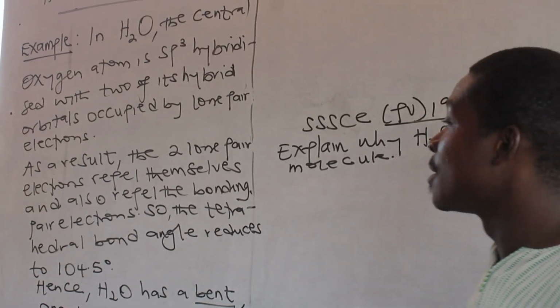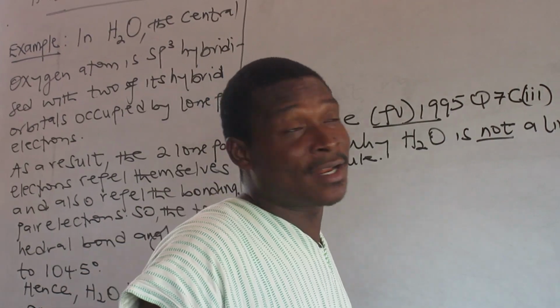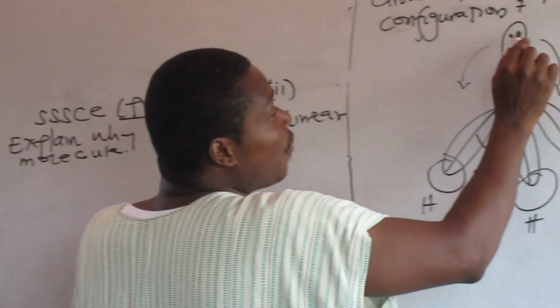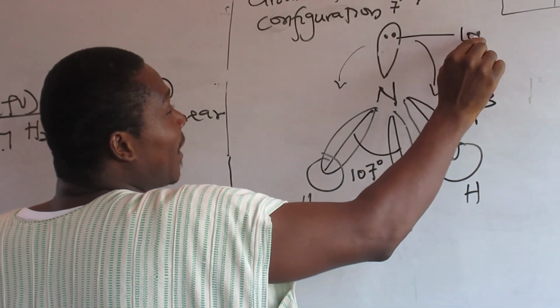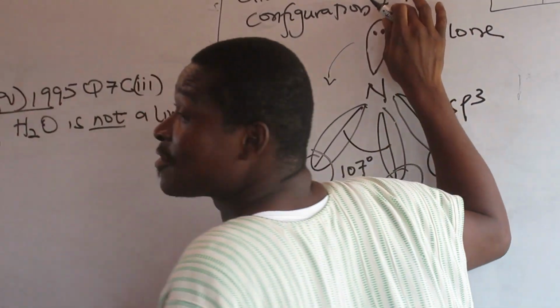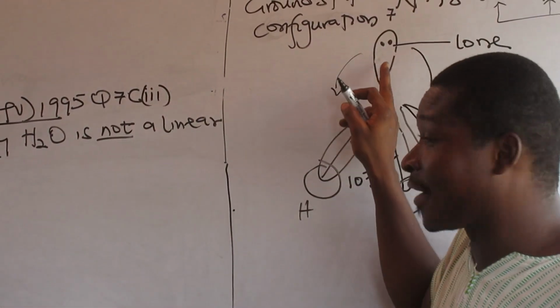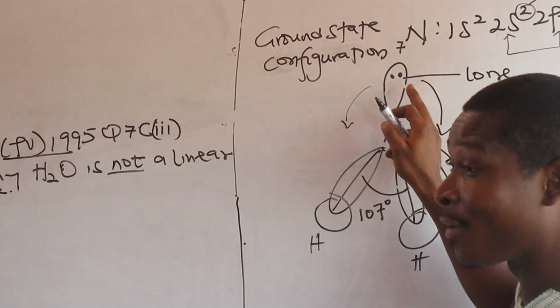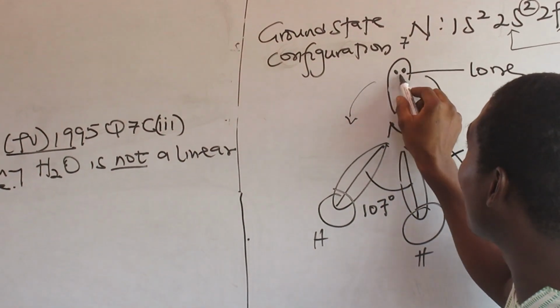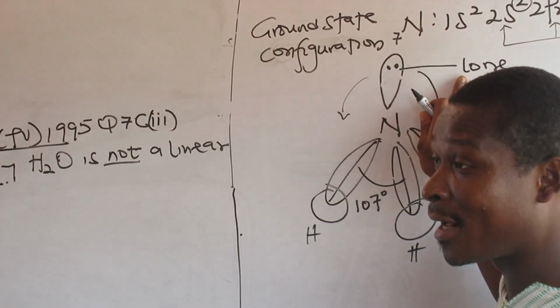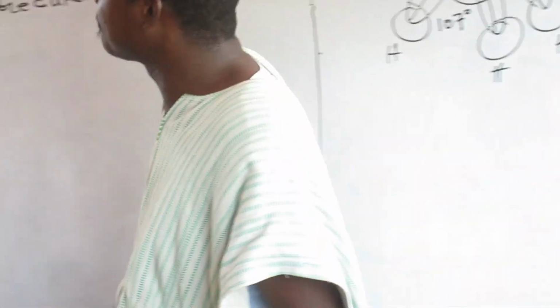Now, in our discussion, as I said, you see one of the hybrid orbitals is occupied by a lone pair. Take note. The central atom here is sp3, so you expect to get 4: 1, 2, 3, 4, right? One of them is occupied by a lone pair. That is why you see it like that. Good. Now let's go to water.